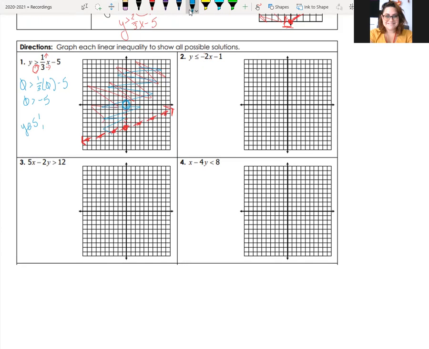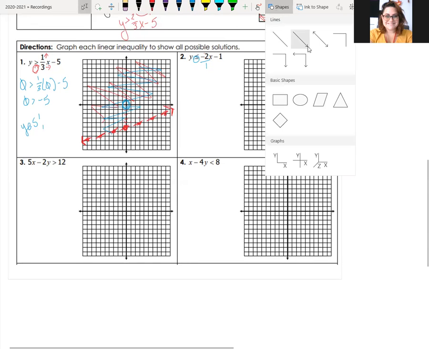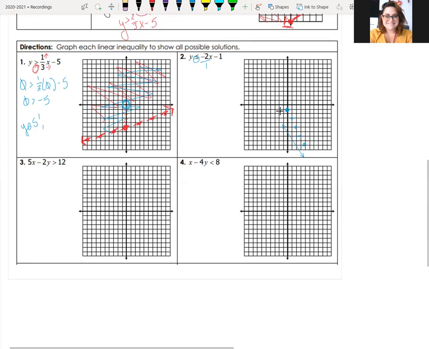So we come over to the next one. We start at -1. And this says go down 2, right 1. So down 1, 2, right 1. 1, 2, 1. And this one does have that equal sign underneath, which means we will draw a solid line. Should look something like that.